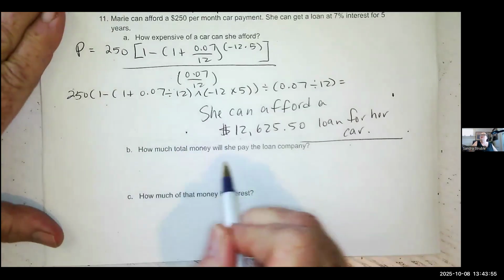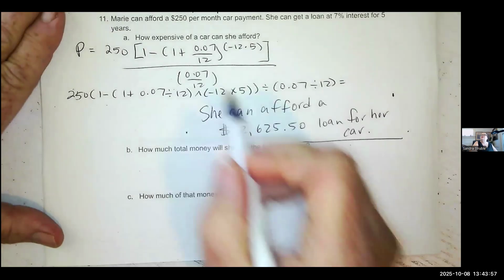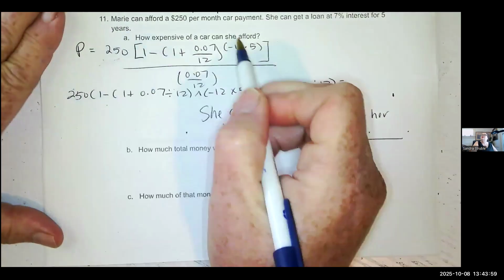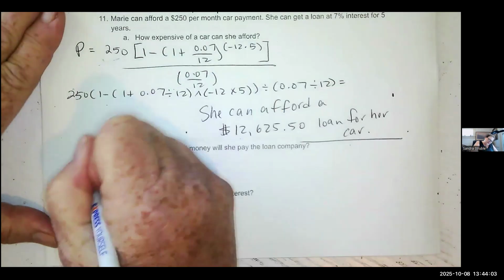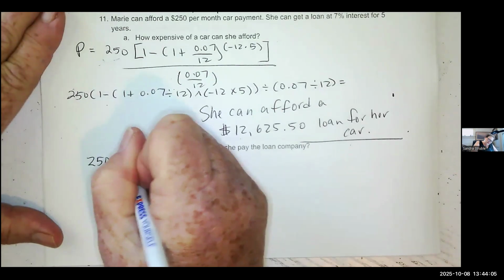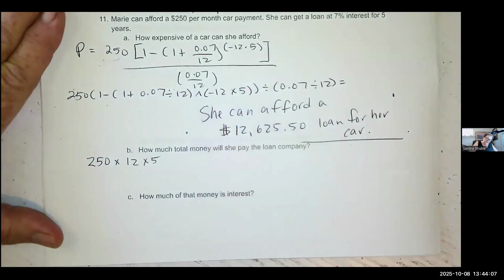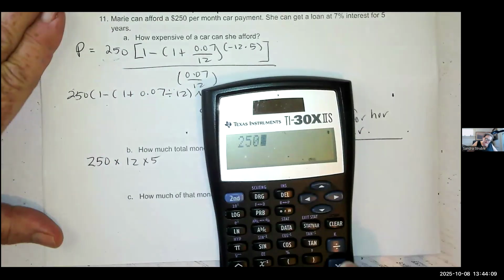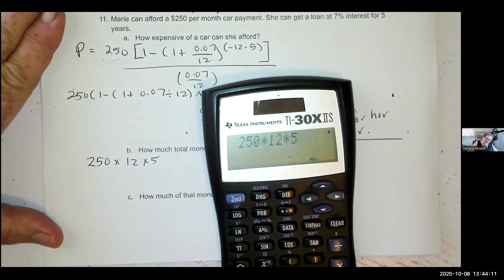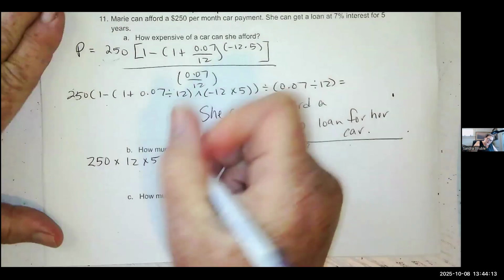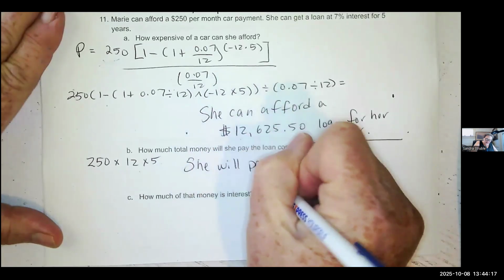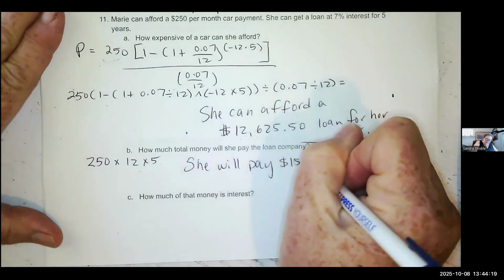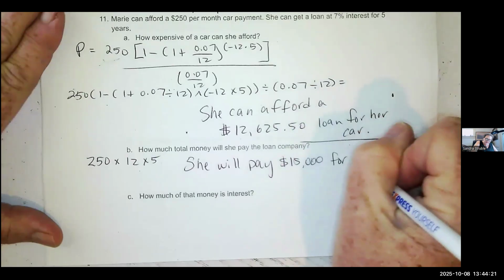How much total money will she pay the loan company? Well, she's going to make $250 payments per month for 5 years. $250 times 12 times 5. So she's going to pay $15,000 for her loan.